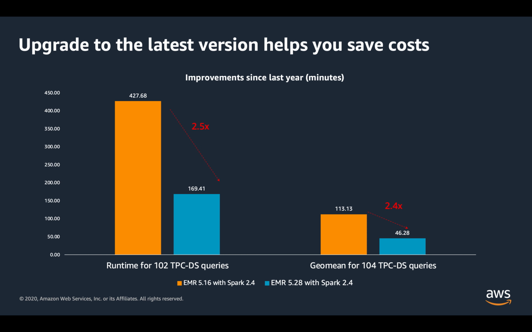Based on these charts, you can see the total runtime of TPC DS queries, and you can see that it's reduced by 2.5 times when compared to the version without the runtime, and the geometric mean has reduced by 2.4 times. So just by upgrading to EMR version 5.28 and above, you can take advantage of the improvements, which will lead to lower runtime of workloads, translating to lower costs for running your Spark applications.